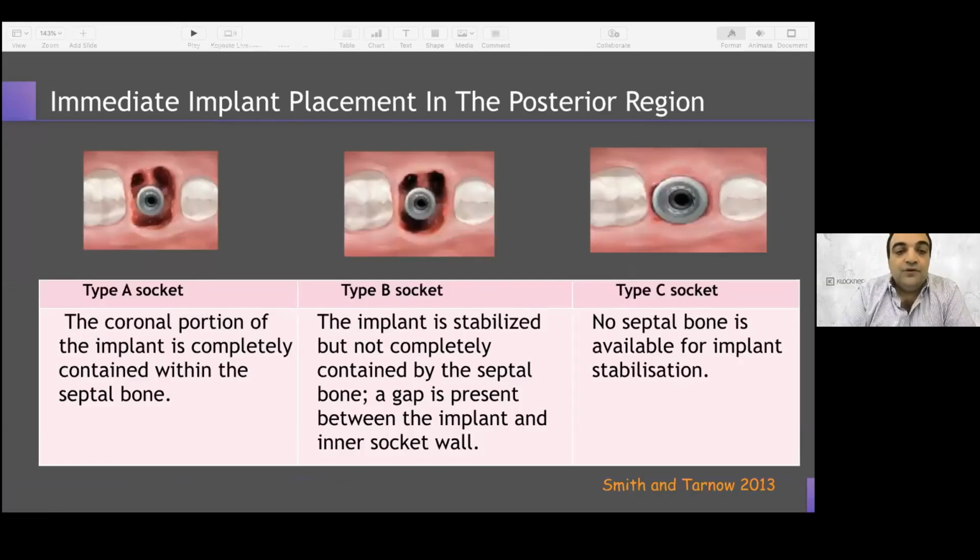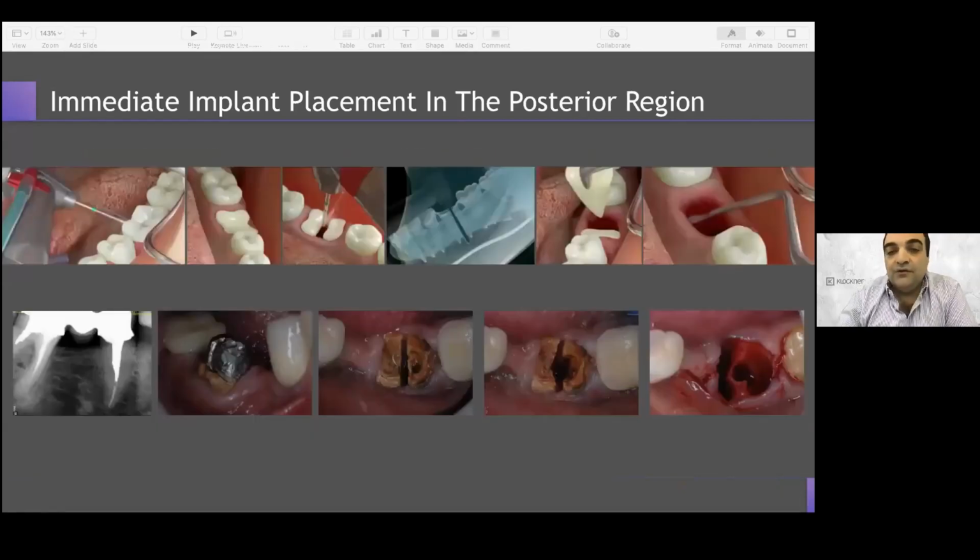But first, we are going to see the classification of Smith and Tarnow in 2013. For them, it's a type A socket when our implant is completely contained within the septal bone. Type B socket is when it's not fully contained by the septal bone and there is a gap present between the implant and the inner socket wall. For type C, there is no septal bone available for implant stabilization. And of course, it's easy to place an implant in a type A socket. It's more difficult to place it in a type B socket. And sometimes we cannot do immediate implantation in a type C socket because there is no bone around our implant.